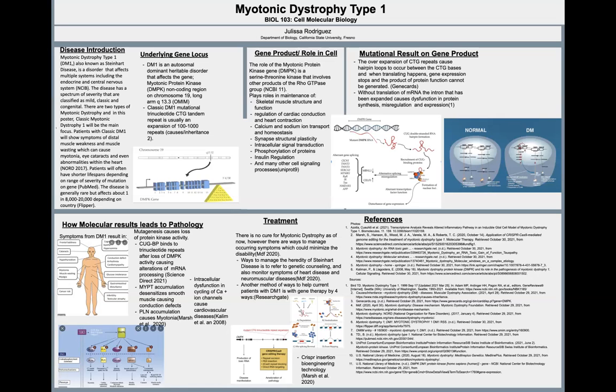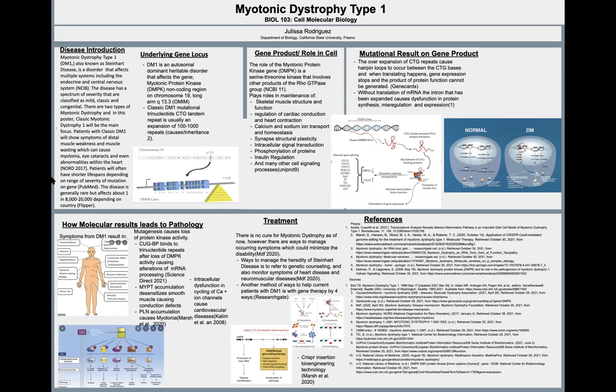Myotonic dystrophy has two types, and in this presentation, we'll be focusing on the cellular processing of myotonic dystrophy type 1, abbreviated as DM1. Jumping right in, DM1 is a group of genetic disorders affecting multiple systems such as the skeletal and muscle system, as well as the endocrine and nervous system.